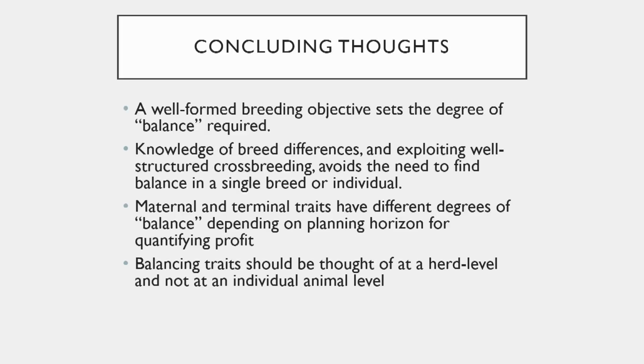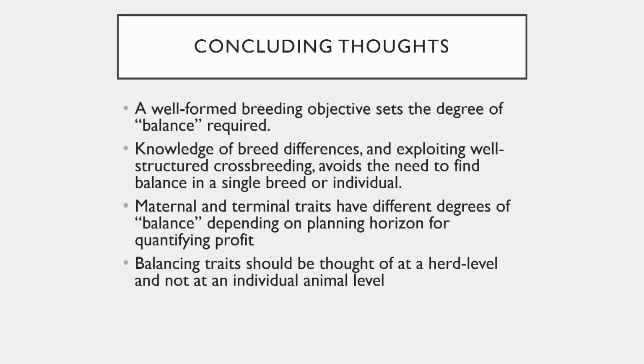And maybe some concluding thoughts. So a well-formed breeding objective sets the degree of balance that's actually required. Because your cow herds are different than your neighbors, that says that to strike some sort of balance between terminal and maternal will have a different look, because the selection decisions you make, i.e. the bulls you choose, are going to be different.